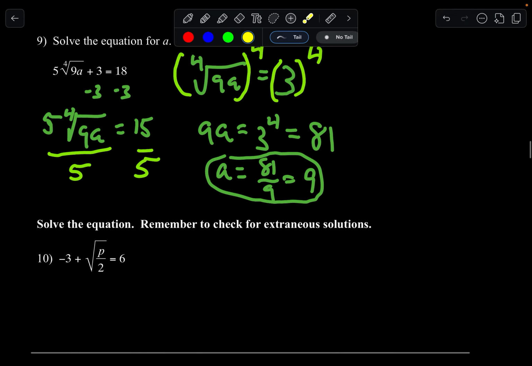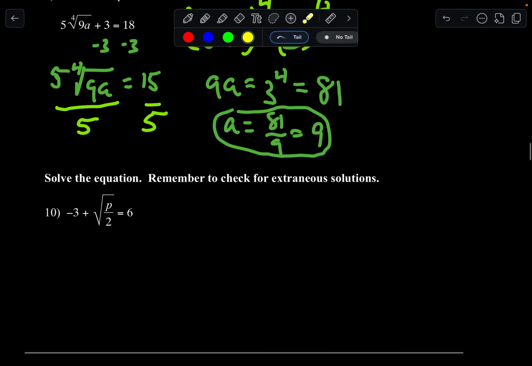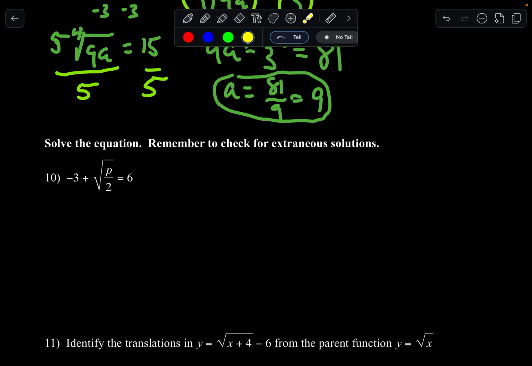The next one is just solving this equation, a radical equation. Notice our goal is to solve for p. And they do recommend that you check for extraneous solutions, because this sometimes happens with these kind of problems. An extraneous solution is if you get solutions and they don't actually work. That if you plug them back in, you don't get a true statement.